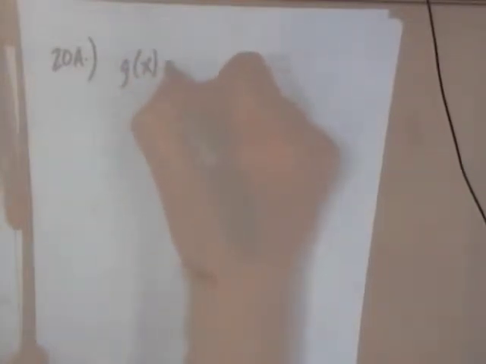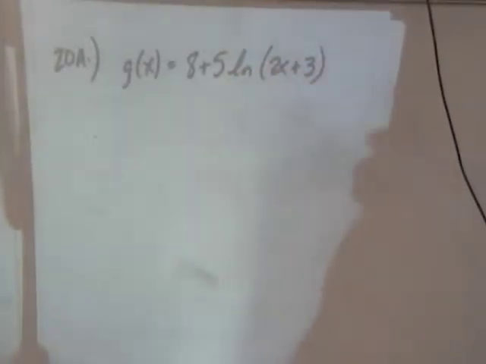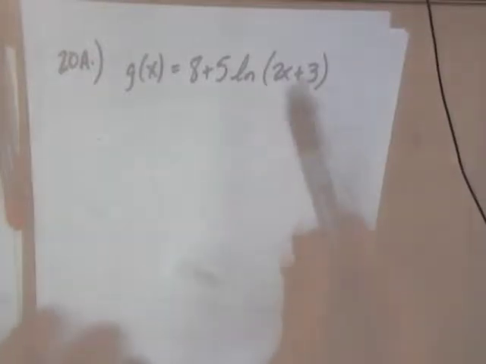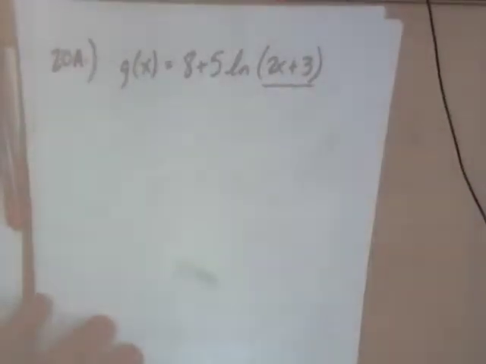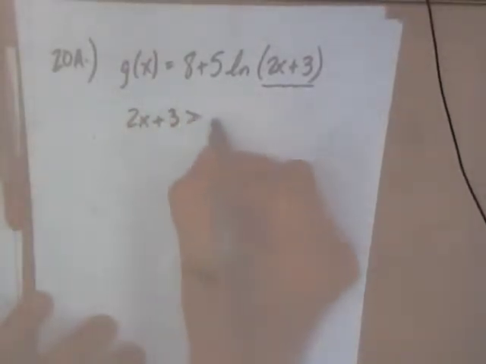Okay, 20? 20, A, B, C, and D. Find the domain of each. They tell us g of x is equal to 8 plus 5 natural log 2x plus 3. So basically the domain is all real numbers except any restrictions, right? Well, the restriction that I have here is this has to be greater than 0, right? Yeah. So 2x plus 3 has to be greater than 0.